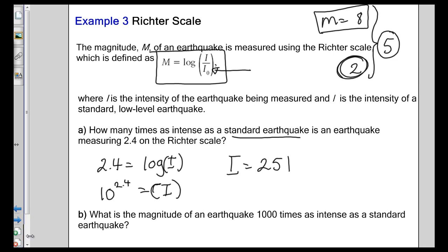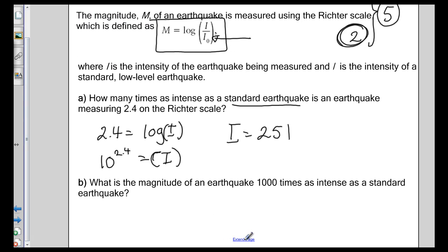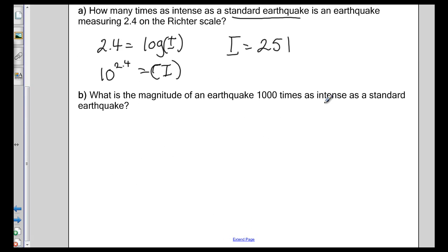The second question is talking about what is the magnitude of an earthquake 1,000 times as intense. So a 2.4 is 251 times. 1,000 times is going to be quite a bit higher. So this time we're trying to find the magnitude, and we're working with an intensity that's 1,000 times as intense.